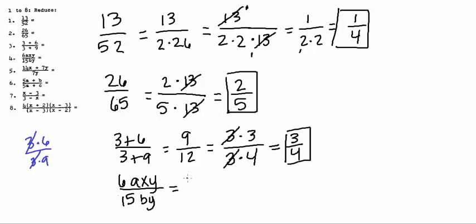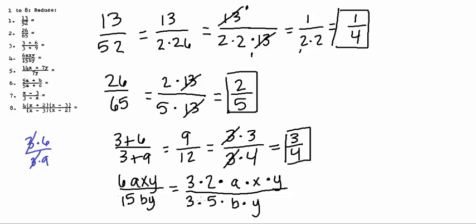So 6 is equal to 3 times 2, and then in the numerator it's going to be times a times x times y. So I just spread these out. And then in the denominator, 15 is equal to 3 times 5. So I'm going to write 3 times 5 times b times y.